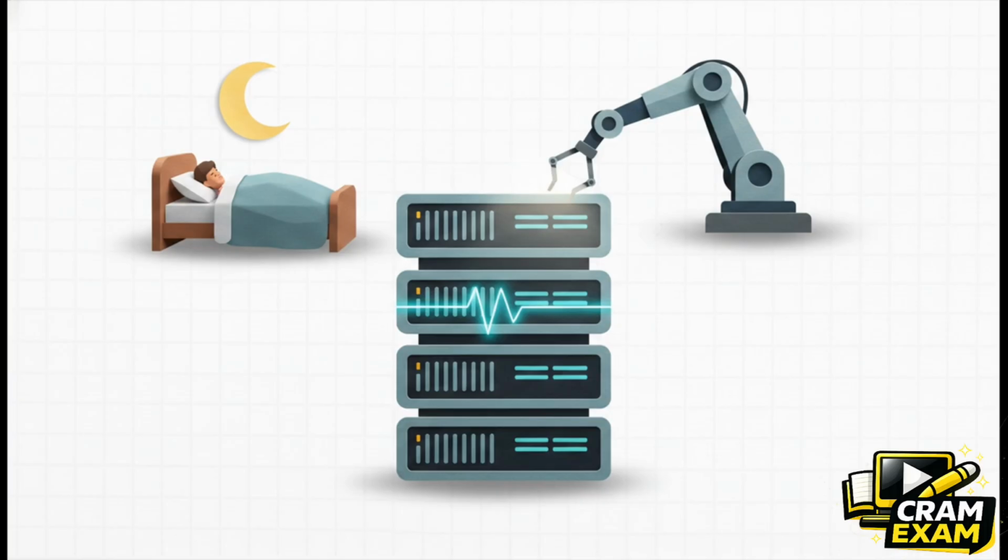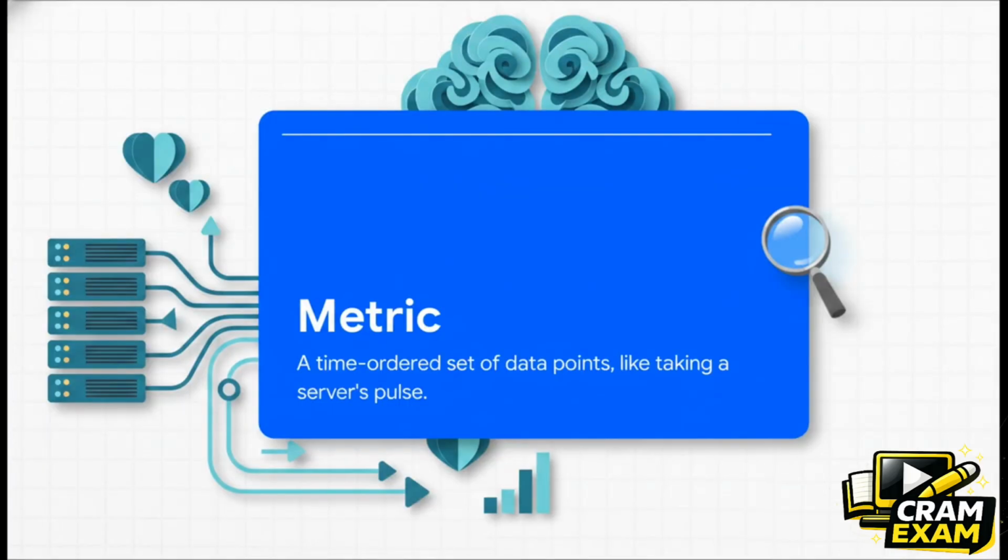It detects the exact moment an organ starts completely failing, and it literally performs surgery on itself while the engineers are fast asleep. So let's look at exactly how AWS detects these outages before humans ever do, and how you can engineer this kind of self-healing automation for the DVA-C02 exam. To understand how AWS actually knows your server is dying, you really have to understand Amazon CloudWatch.